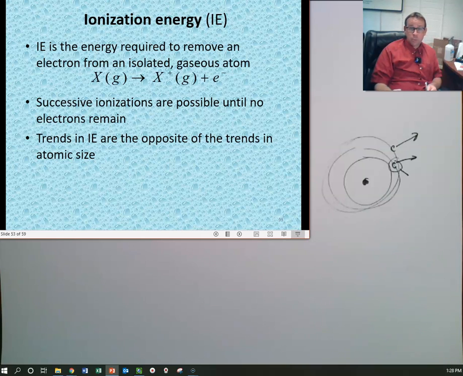The first one, removing a child from a family, requires some energy. If you remove a second one, it requires even more. The third one, even more, and so on. We call these successive ionization energies. All right, and we're going to see some patterns for these ionization energies that relate to our electron configurations and our orbital diagrams.